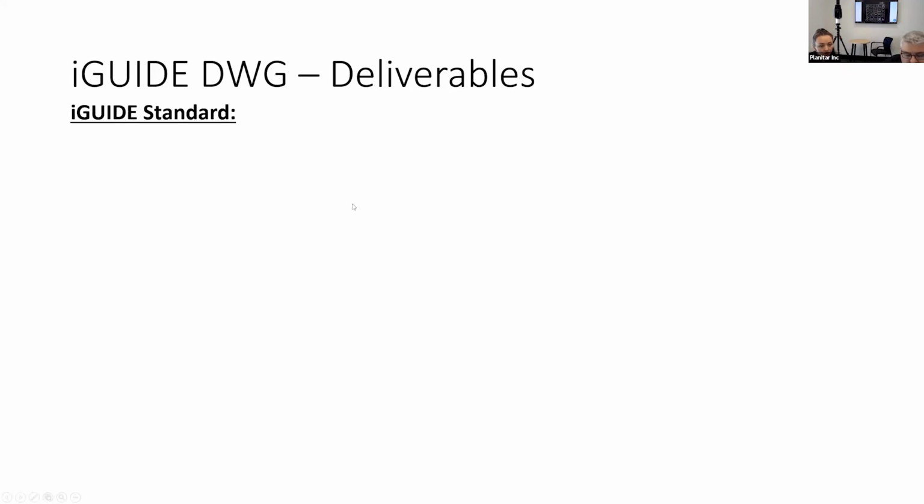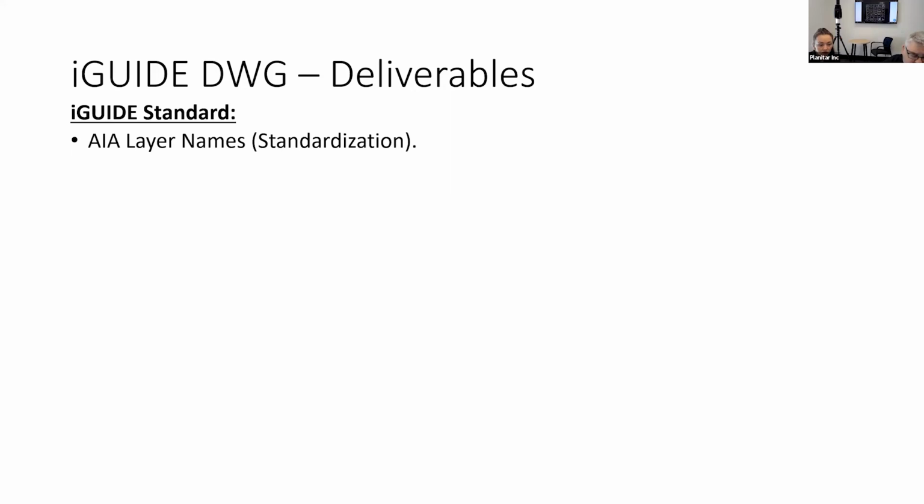So if you're not familiar with us, we break our drafting down into two pieces or two options. One is called iGUIDE Standard. The other one is iGUIDE Premium. And there are options within the DWG platform that differentiate among the standard and premium as well. And I'll just quickly highlight those.